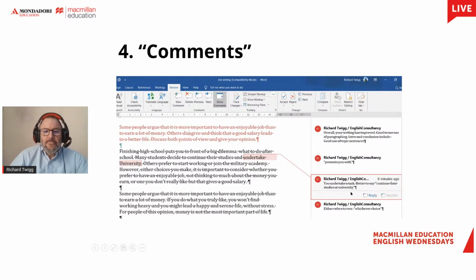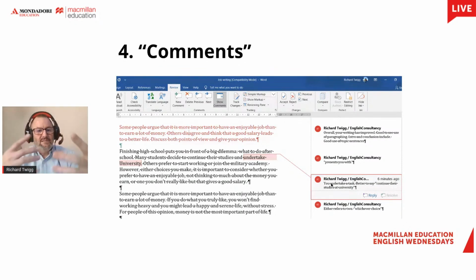Now with this one, what I might be doing is pointing them in the direction. So they said about undertaking university, and I've tried to help them say, you undertake a task. It's better to say you continue their studies at university. So I'm helping them, pointing them in the right direction. This could be done remotely, but I don't give them the answer. I help them and support them and give them as much information as possible.